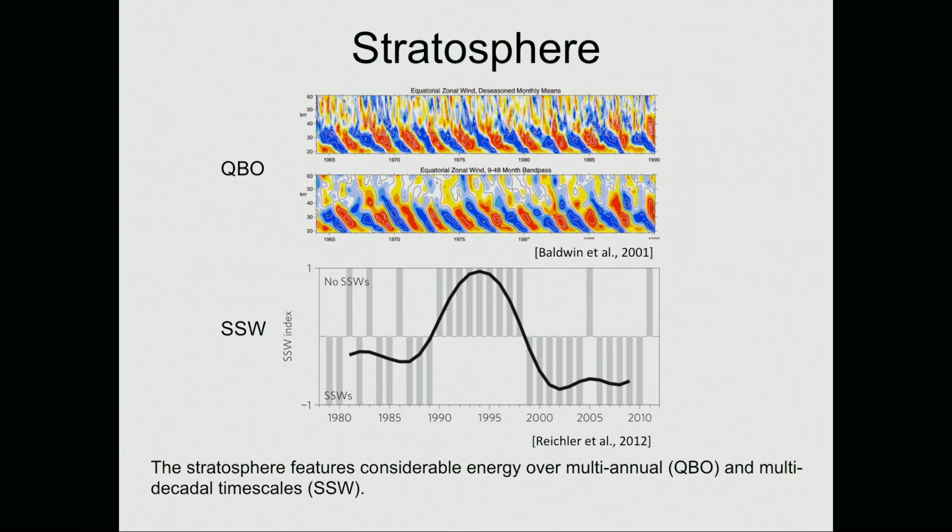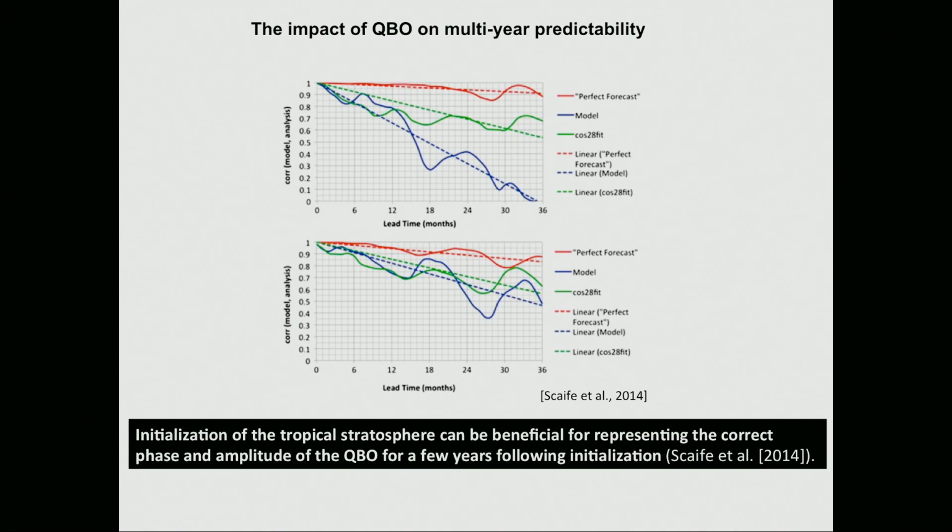But related to the quasi-biennial oscillation, there have been studies that show how initialization of the tropical stratosphere can be beneficial for representing the correct phase and the amplitude of the QBO for a few years. This is particularly studied by Adam Scaife and co-workers, comparing two systems, the UK Met Office and the Max Planck Institute, and it's showing that there is skill for quite a few years after initialization, that the correlation is quite high after initialization.